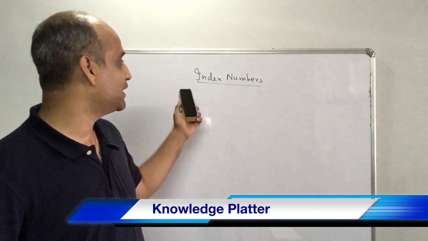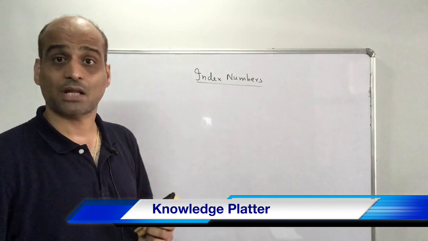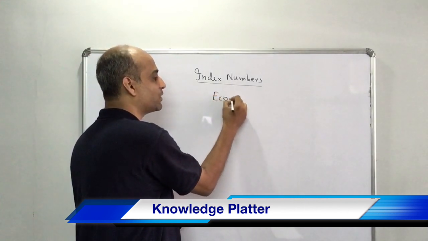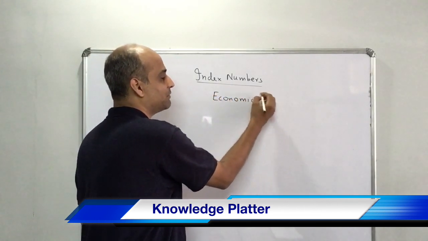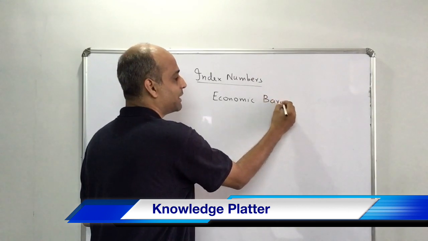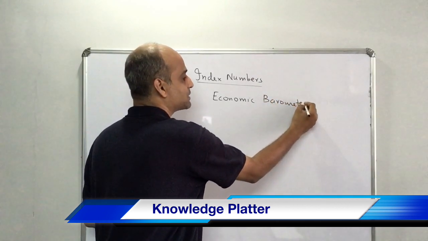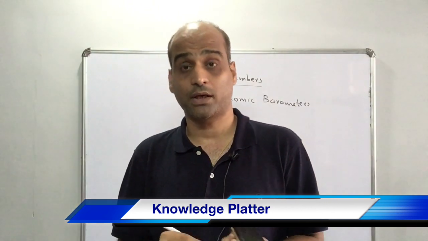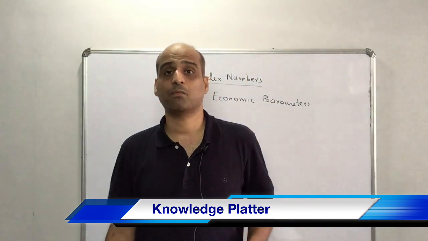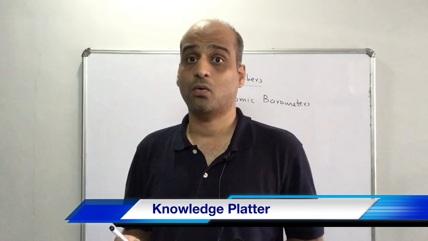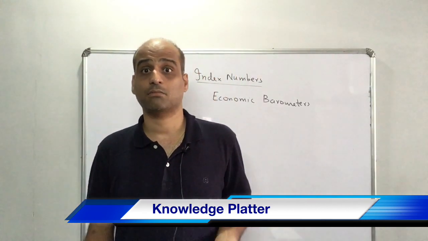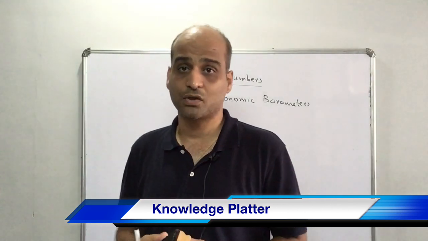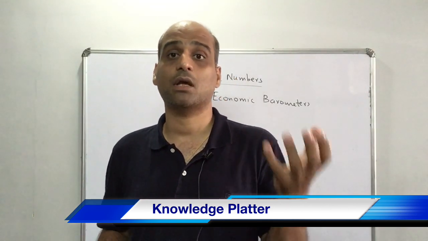Okay. So let's begin with index numbers. Now index numbers are called economic barometers. So please remember, index numbers we call them economic barometers. Now what exactly is a barometer? You might know, a barometer is a device for measuring pressure changes. So what pressure does the index number measure actually? Index numbers basically measure the pressure changes in the economy.